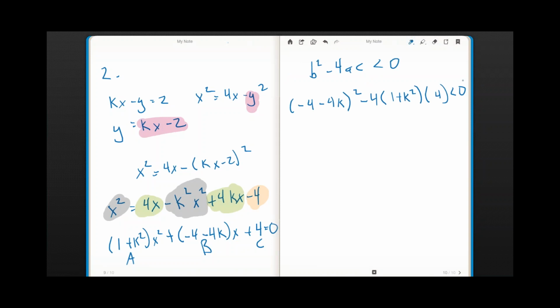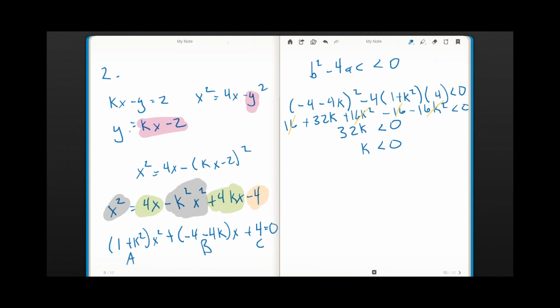This, when you FOIL it and you work it down, will become a very lovely 32k is less than 0. Should I write one more step in here? 16 plus 32k plus 16k squared minus 16 minus 16k squared. And then notice that the 16s drop out and the 16k squareds, hooray, hooray, drop out. And I'm left with 32k less than 0. K is less than 0.